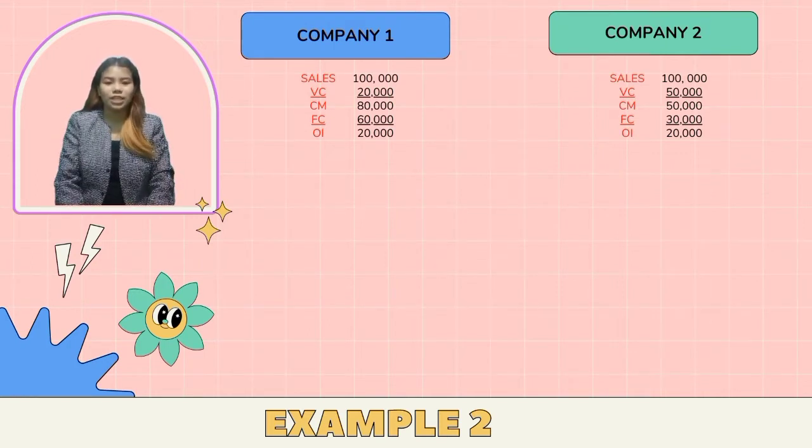These two companies have their income statements here. The sales are the same and the operating incomes are the same, but the cost structures are different.